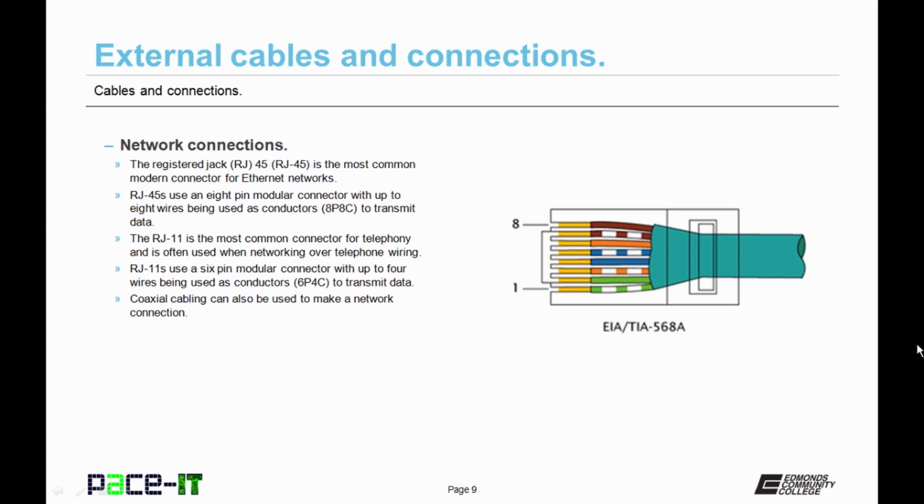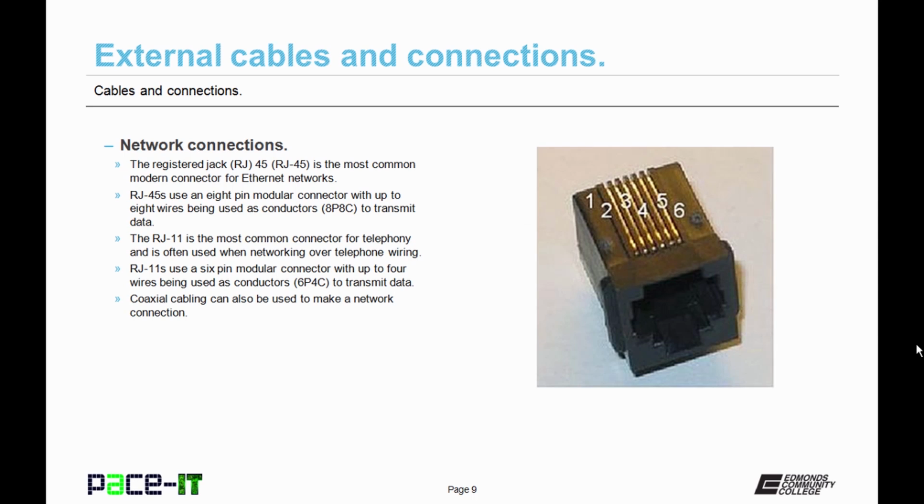Now, the RJ11 is the most common connector for telephony, and it's often used when networking over telephone wiring, or for when you're making telephone calls. The RJ11 uses a 6-pin modular connector with up to 4 wires being used as conductors. Technically, that's a 6P4C modular connector.